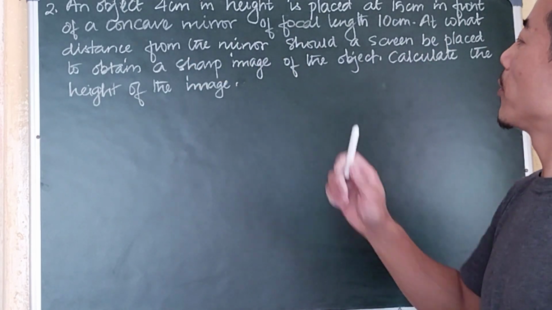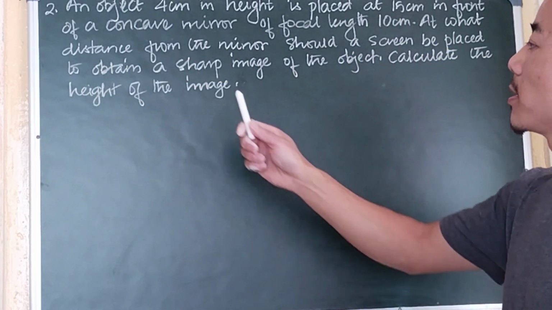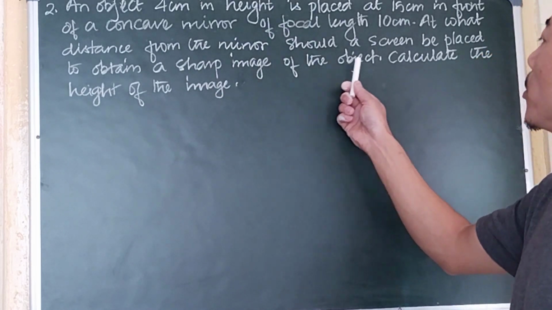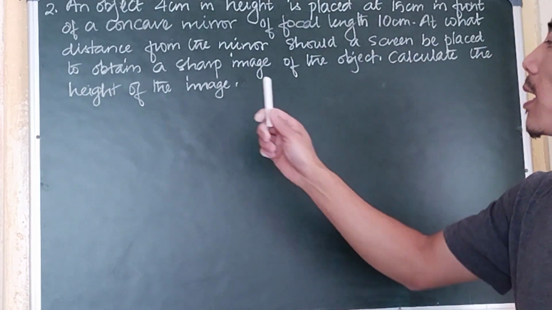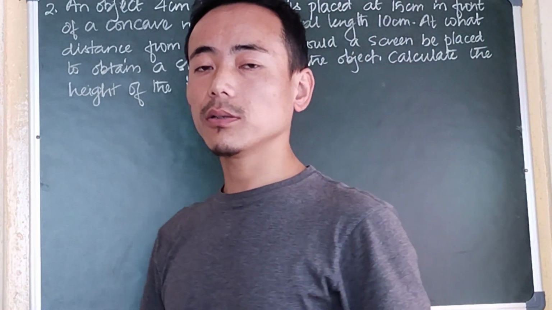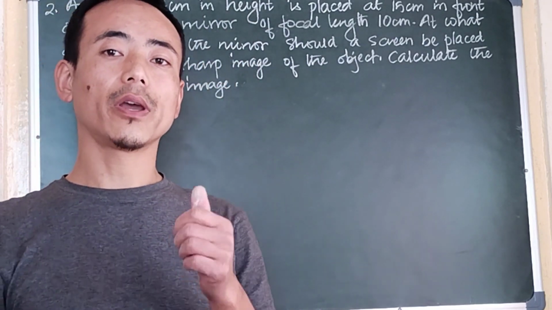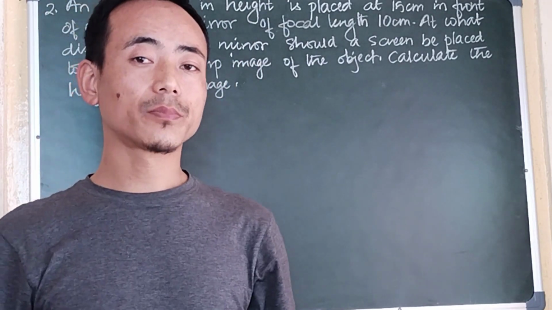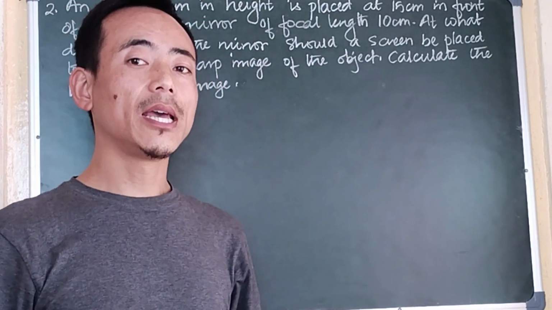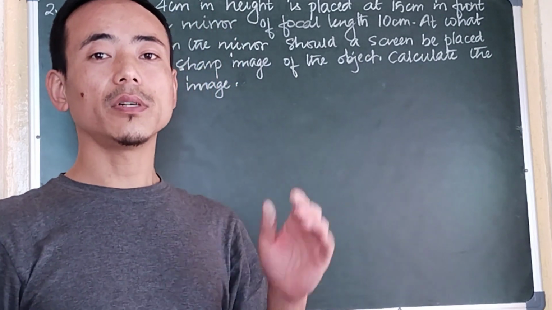At what distance from the mirror should a screen be placed to obtain a sharp image of the object? Calculate the height of the image. So here we are given a condition where we are using a concave mirror and certain parameters have been given, and we are asked to find some values here.